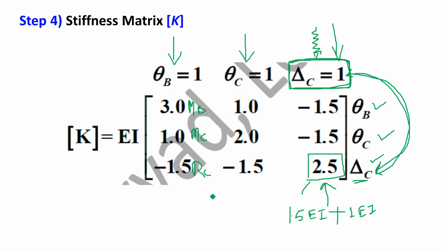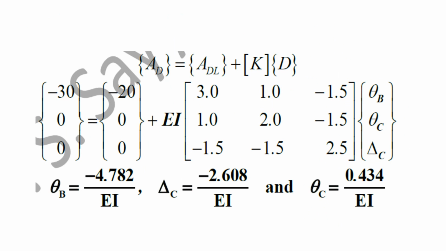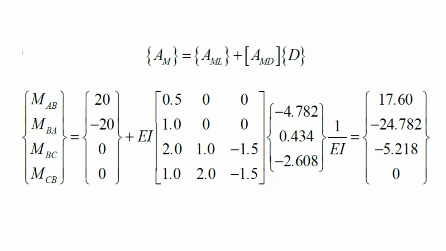Okay. Now once you find out the stiffness matrix, next, using the compatibility condition or equation of equilibrium, AD equal to ADL plus K into D, we can find out the unknowns. So theta B equal to minus 4.782 upon EI, delta C is minus 2.608 and theta C is equal to 0.434 upon EI. Now once we find out these displacements, we can find out the moments by using the moment equation.